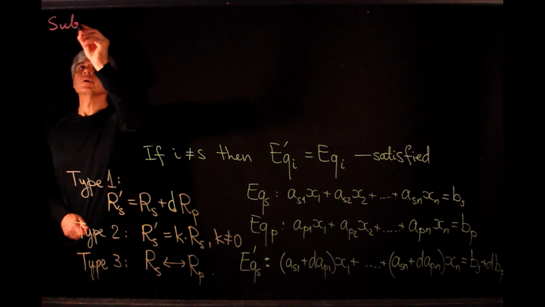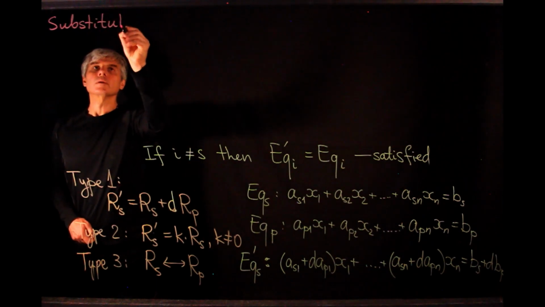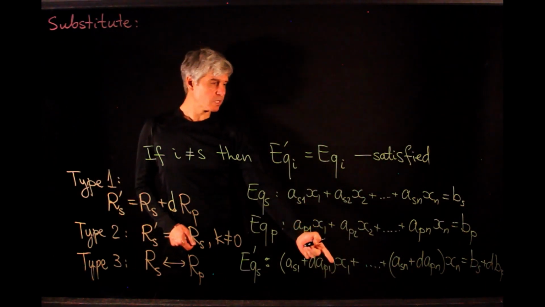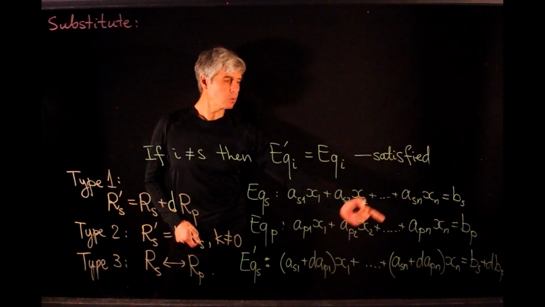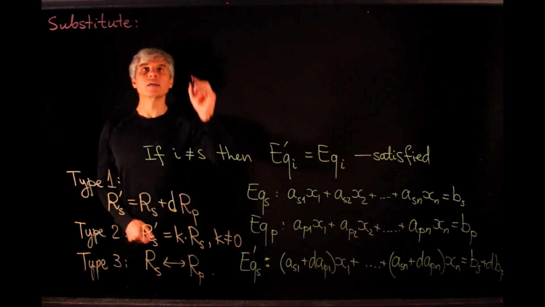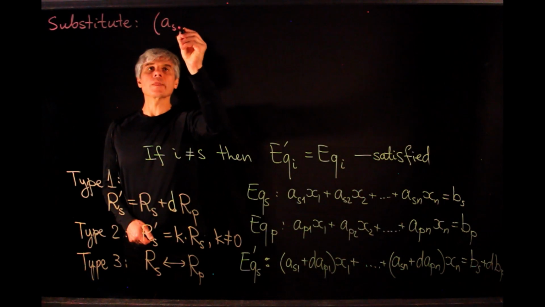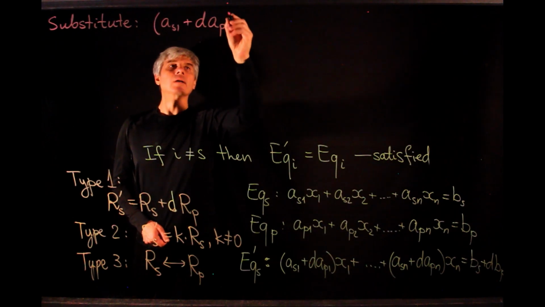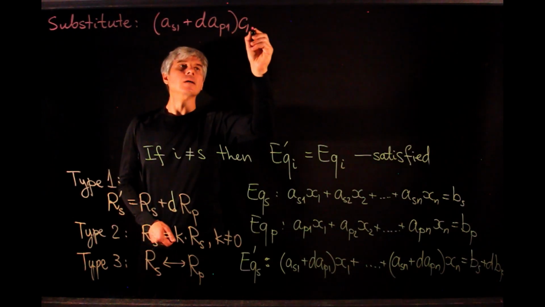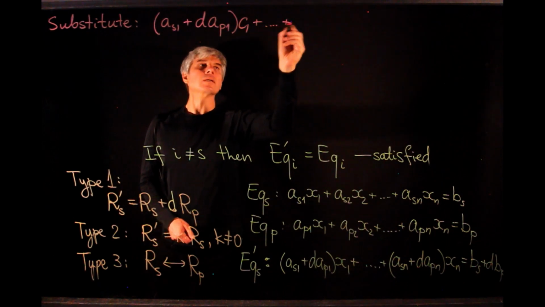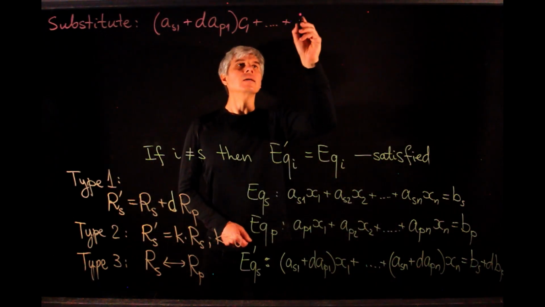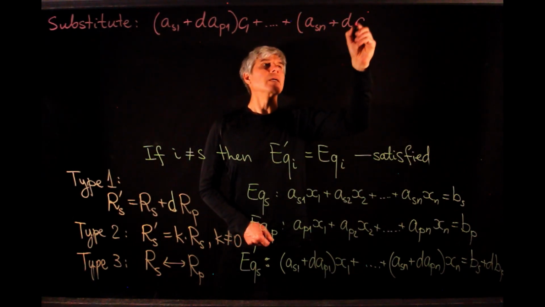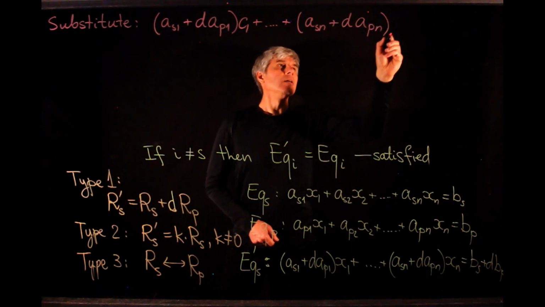Now we substitute. For x1 we substitute c1, for x2 we substitute c2, and so on. For xn we substitute cn. So we get (AS1 plus D AP1) times c1 plus ... plus (ASN plus D APN) times cn.